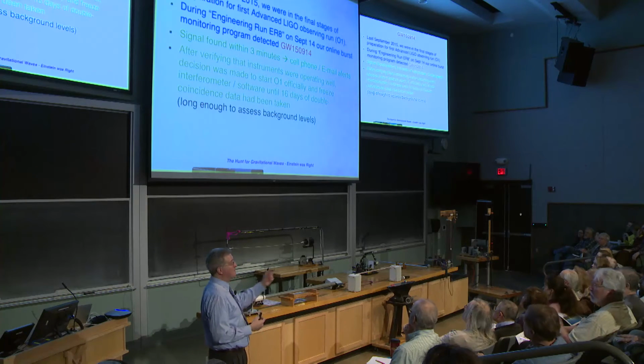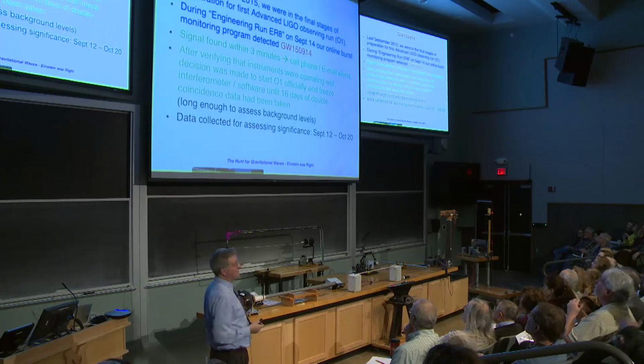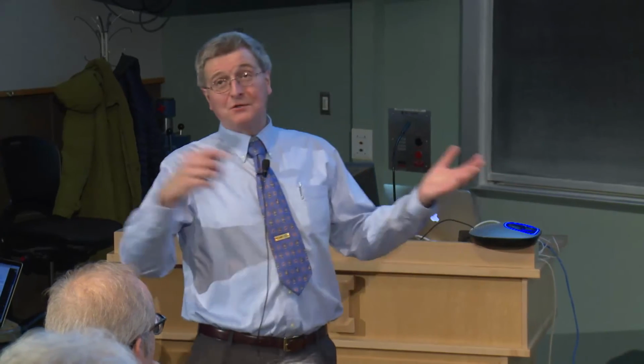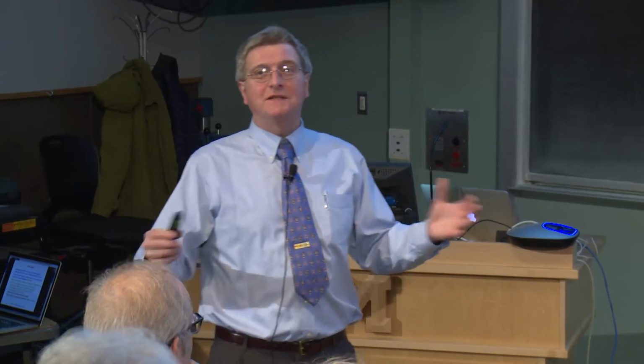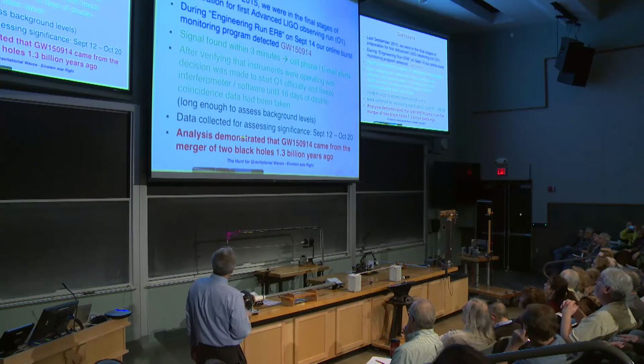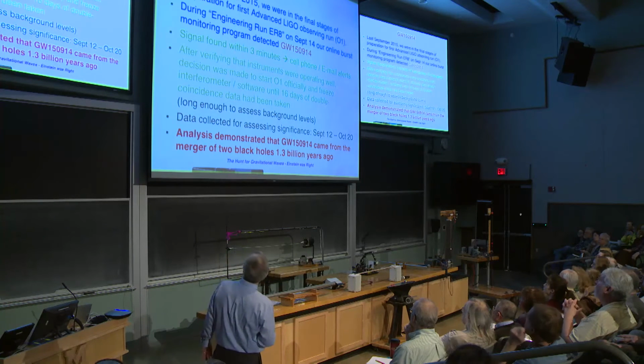So to collect 16 days of double coincidence data where both Hanford and Livingston were operational took a while. It took us until October 20th because our lifetime was not great. We were having all kinds of shaking in the ground, storms in the Gulf of Mexico, storms in the North Pacific. All of those shake the ground, and they make it harder to operate the interferometers, or if you have high winds in Hanford, for example. But anyway, we eventually collected that data, and that analysis demonstrated that this signal came from the merger of two black holes 1.3 billion years ago.